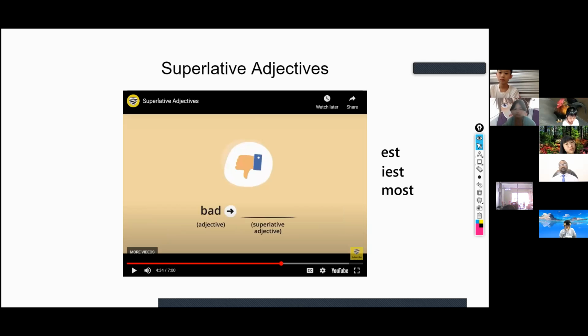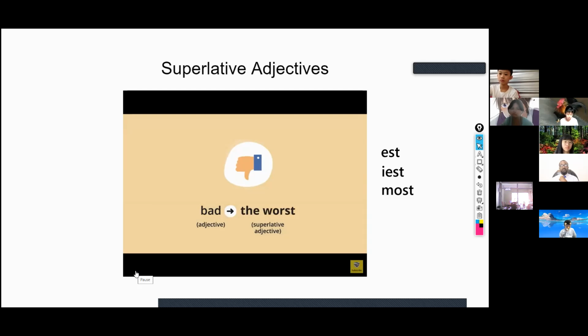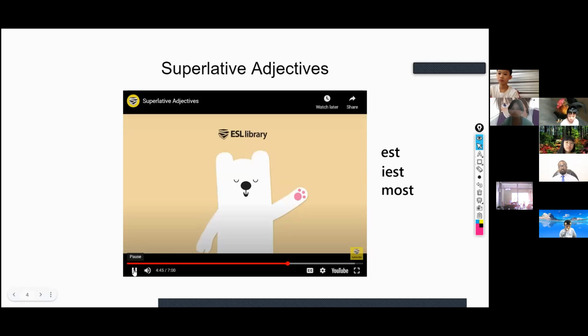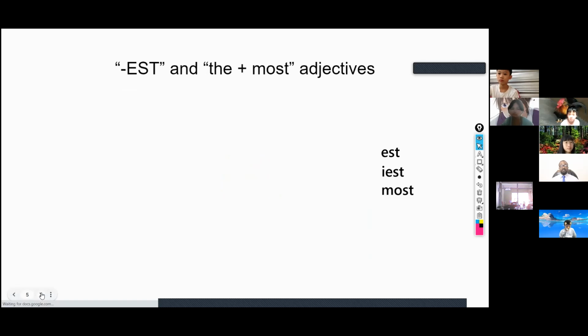Now we have bad. What happens with bad? Who wants to tell us? Remember, some words change completely. Who can volunteer and help me with the word bad as a superlative? What does bad change to? Anybody? Bad becomes, all right, so I'll play it. Worse. The worst, okay? All right, so good job. Let's go to the next.